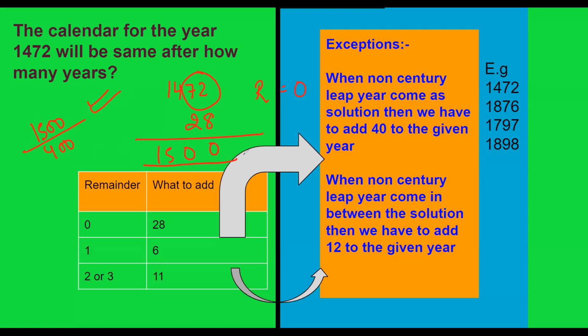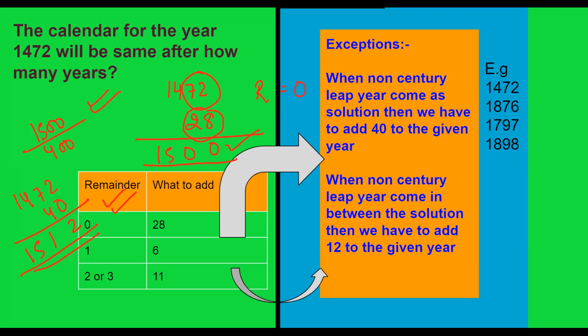So whenever a non-century year comes as a solution, instead of adding 28, we have to add 40 to the answer. That is the exception to this rule. So the calendar will not repeat at 1500, but it will repeat at 1512. So you have to take care. Whenever a non-century answer comes, you have to just add 40 to it.